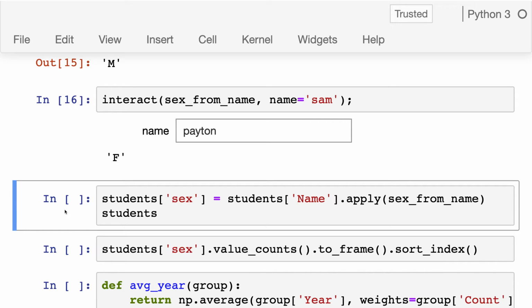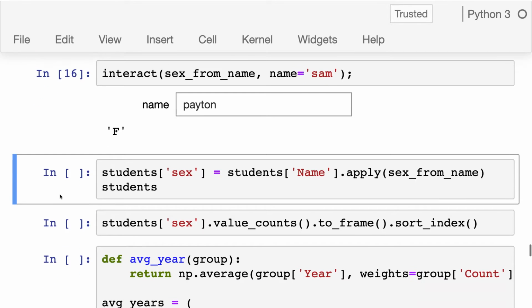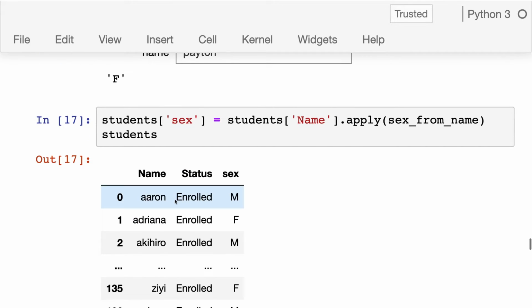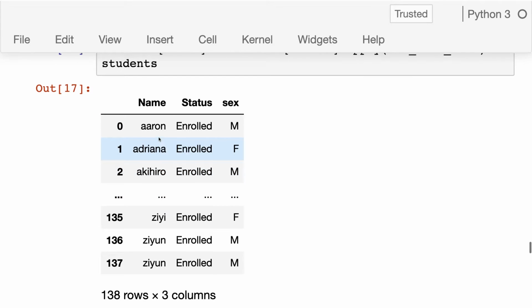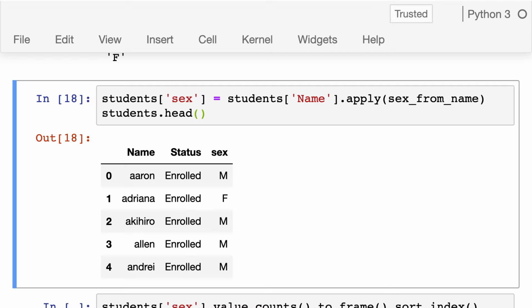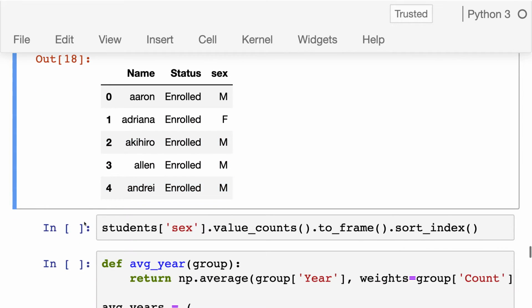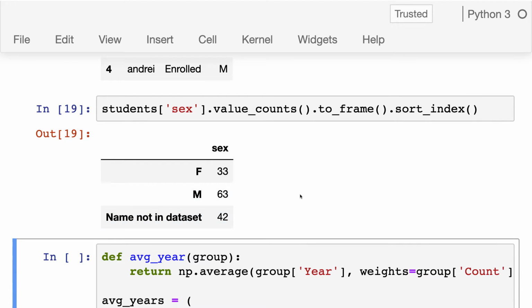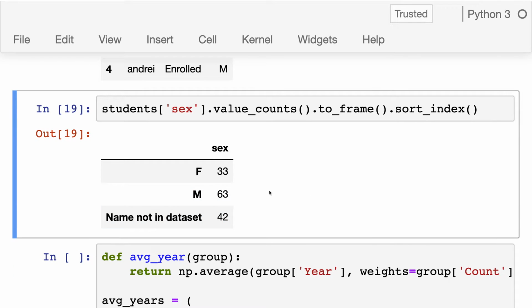You may ask the question, how might we do better? I'll leave that as a question for the listener. Okay. So what I'm going to do is apply this prediction to every name in my data set. For every name in this class, I predicted whether this name belongs to a male or a female. And what I can do now is take a look at the distribution of sex in this class.